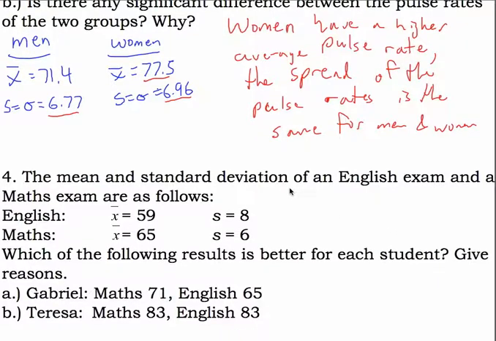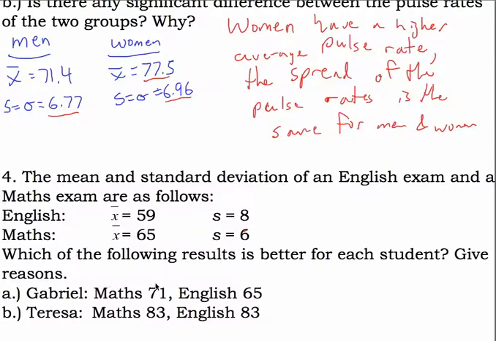So the mean and standard deviation are already calculated for an English and math exam. We have 59 as the mean for English and 8 as the standard deviation. For English, we have a higher standard deviation, so the grades have varied a lot more for the English exam than the math exam. Okay, so which of the following results is better for each student? Give reasons.